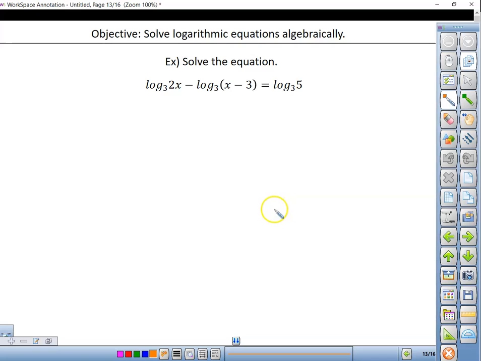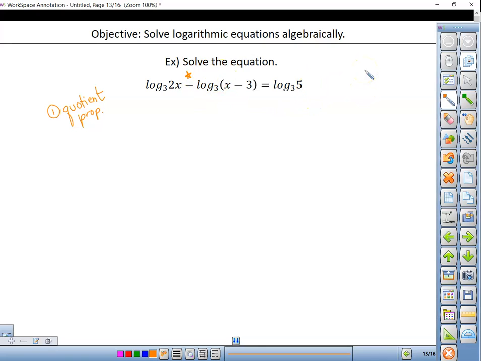All right, so in this one again, I am first scanning to see if I need to use the power property. So I'm looking for multiplying factors of other numbers than 1 in front of my logarithms. Here I don't have that, so I don't need to do that. I do find subtraction here, and that allows me then as my first step to use the quotient property. Now I do have the option of adding this logarithm to both sides and turning it into a plus over here.